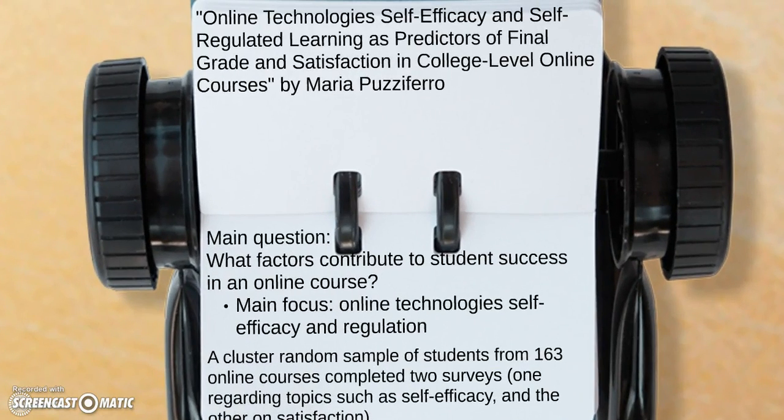We are now moving on to the final reading by Putzafero, and the main question for this one pretty much was, what factors contribute to student success in an online course? And she really focused on what she called OTSE, which is Online Technology Self-Efficacy and Regulation. So there was a random sample of students from 163 online courses who completed 2 surveys, one regarding topics such as self-efficacy and the other on satisfaction.